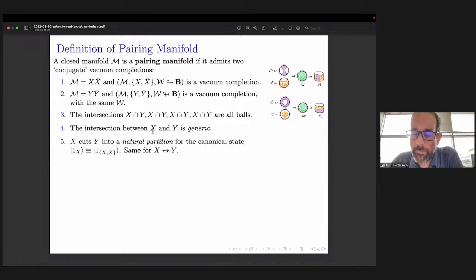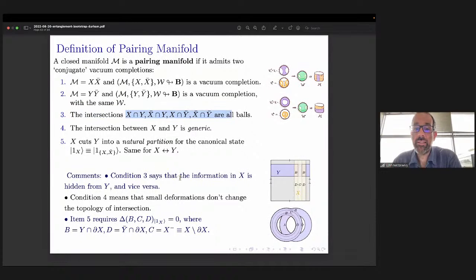What is the meaning of this condition is that the information in the state on X is hidden from the state on Y. So if their intersection is just a ball, so here's the example of the torus, here's Y, here's X, each of them is an annulus, their intersection is this ball. It means that the data in the information convex set of Y is totally hidden from the information convex set of X because they intersect just on a ball and there's a unique state of the information convex set on a ball. We want the intersection to be generic. That just means if you deform it a little bit, the topology doesn't change.